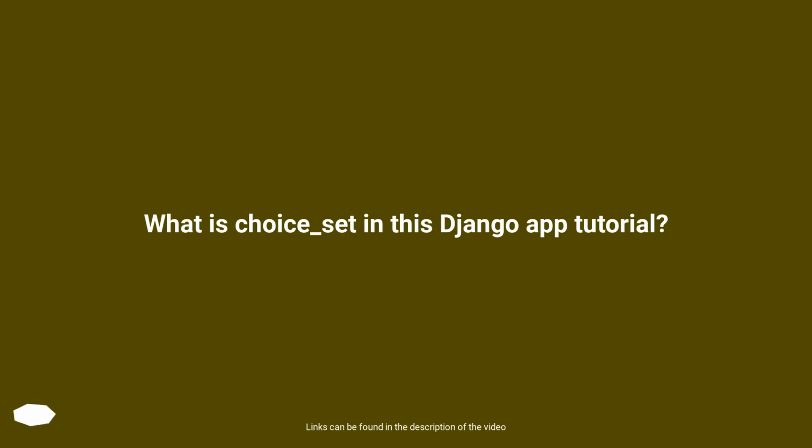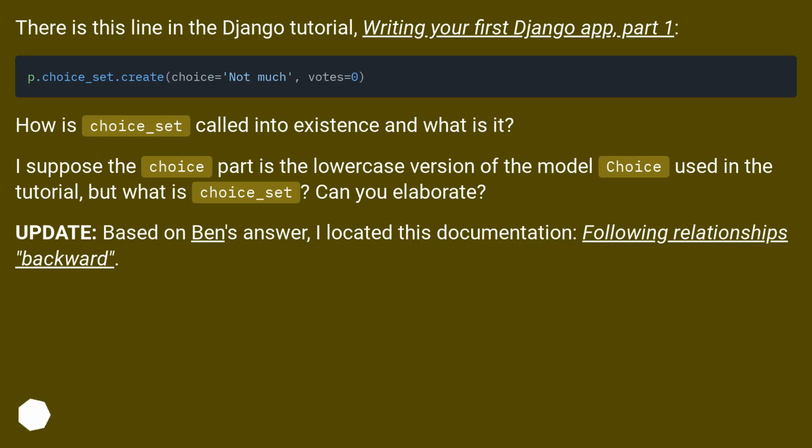What is choice_set in this Django app tutorial? There is this line in the Django tutorial, writing your first Django app, part 1. How is choice_set called into existence and what is it? I suppose the choice part is the lowercase version of the model Choice used in the tutorial, but what is choice_set? Can you elaborate? Update.